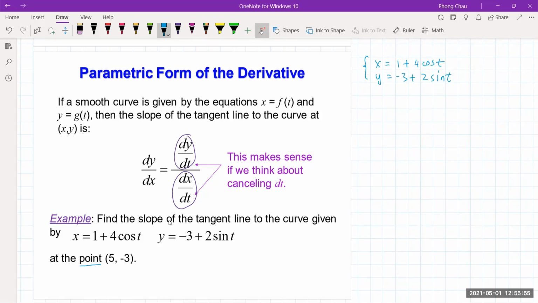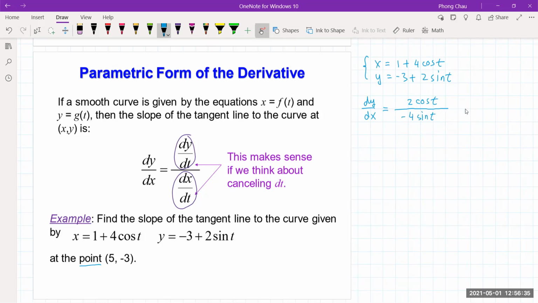Again, to find the slope, you need the derivative. So I'm going to start with the derivative of y with respect to x. And again, it's just taking the derivative of y here, divided by the derivative of x. So negative 3 here is 0, and the derivative of 2 sine is 2 cosine of t. The denominator is the derivative of x, so that's 0, and the derivative of cosine is negative 4 sine of t.